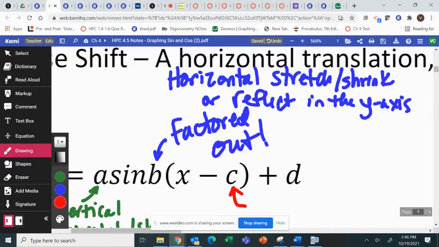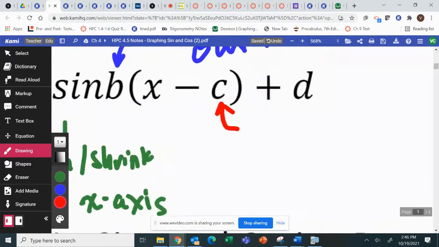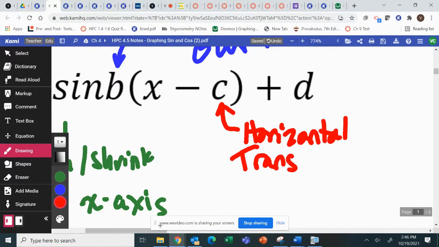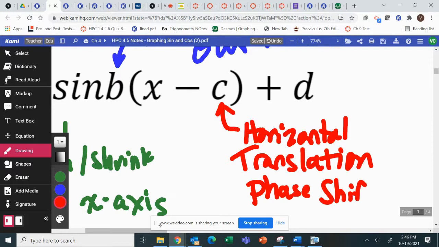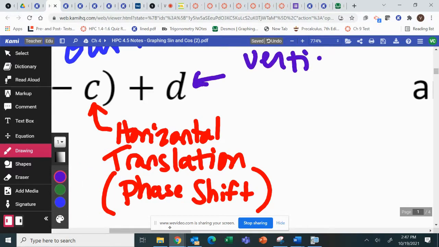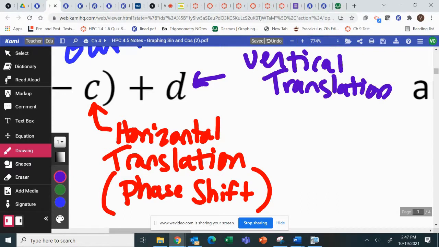The c value is a horizontal translation, which in this chapter they call it a phase shift. And then the D would be a vertical translation, which they're going to call a vertical shift.